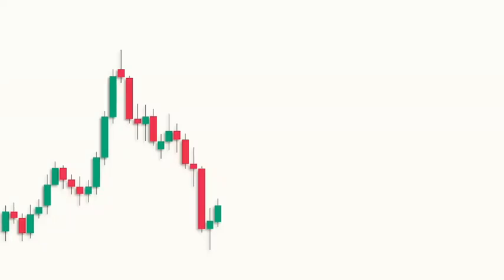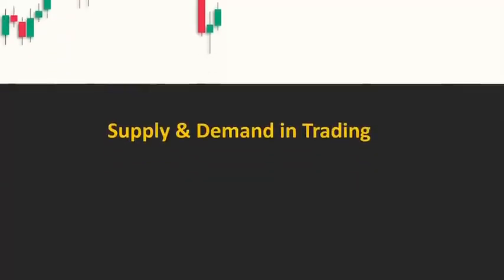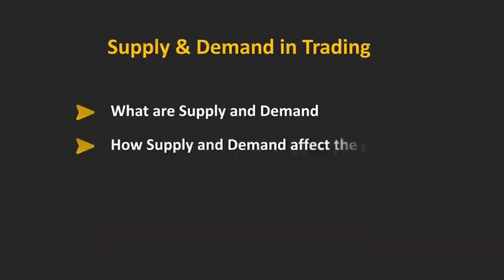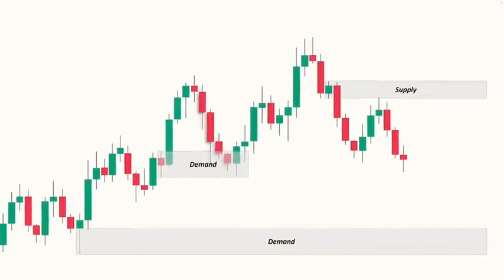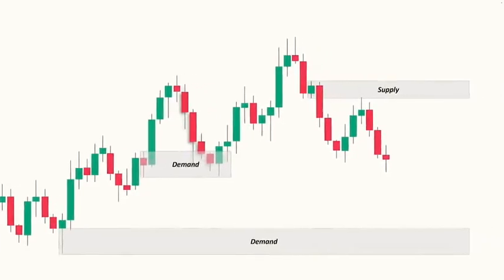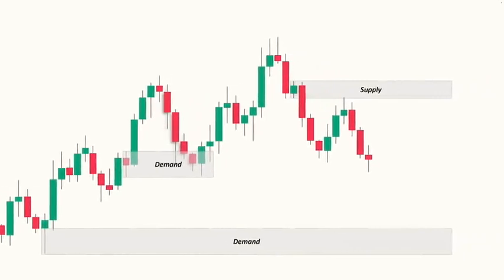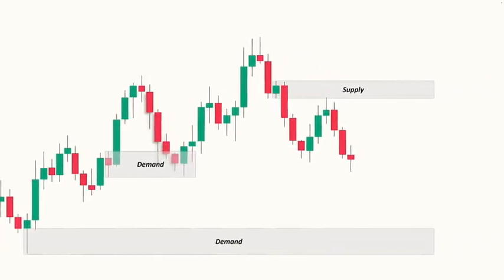Hey guys, in today's video, we're going to talk about one of the most fundamental concepts in trading, supply and demand. We'll explain what they are, how they affect the price, how to mark them correctly on the chart, and the psychology behind why price reacts to these zones. By the end of this video, you'll know how to mark strong supply and demand zones, how to filter out weak ones, and how to trade them with higher accuracy.